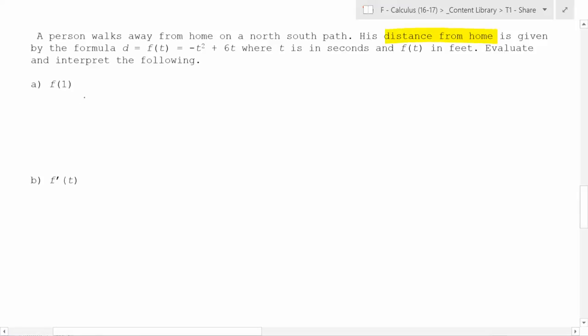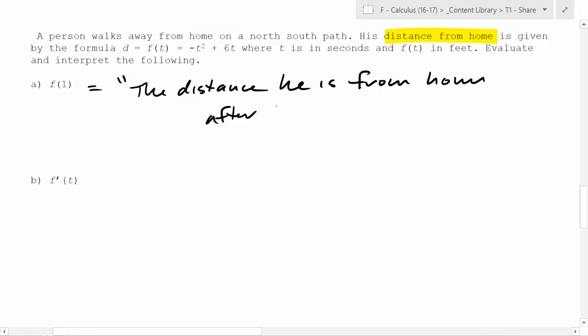So what does f of 1 mean in sentence form? 1 second from home? 1 is the number of seconds. How many feet from home is he at after a second? So what's the full sentence? F of 1 is the distance he is from home after 1 second. That is the distance the person is from home after 1 second. Does that make sense?